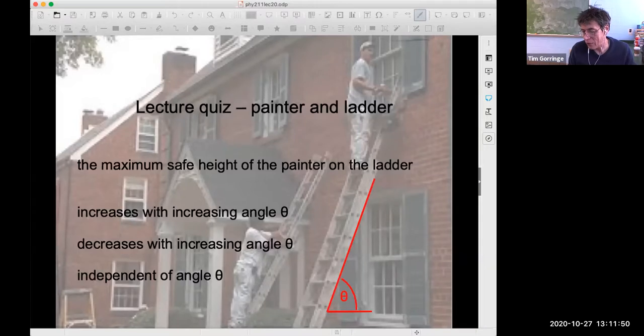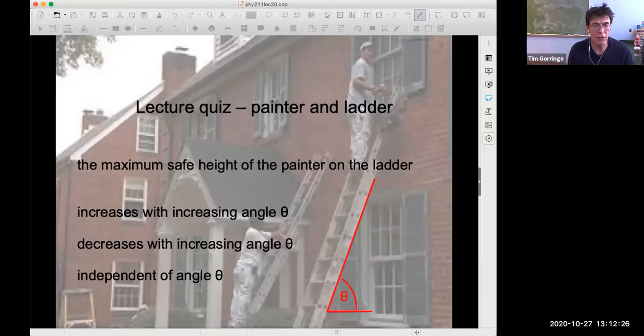Suppose that angle was really tiny. Supposing the ladder was almost horizontal. You step on the ladder, that ladder is just going to slide to the ground. If you make that ladder nearly vertical, that ladder is very stable. So in the case where the ladder is nearly horizontal, it's going to need a huge frictional force to just stop it sliding to the ground. In the case where the ladder is almost vertical, it barely needs any frictional force to hold it stable.